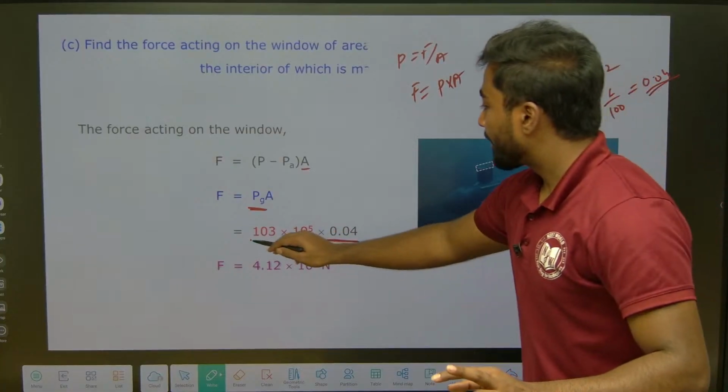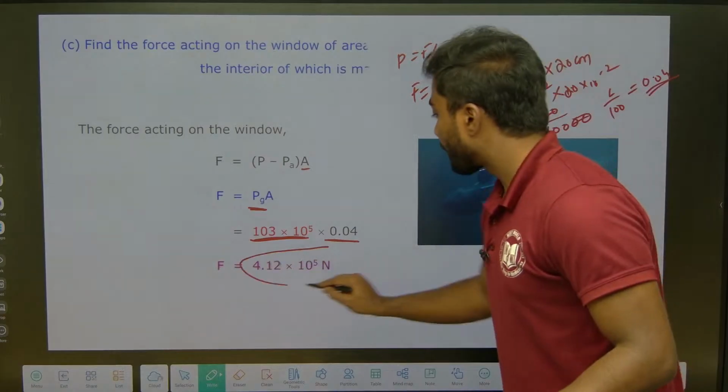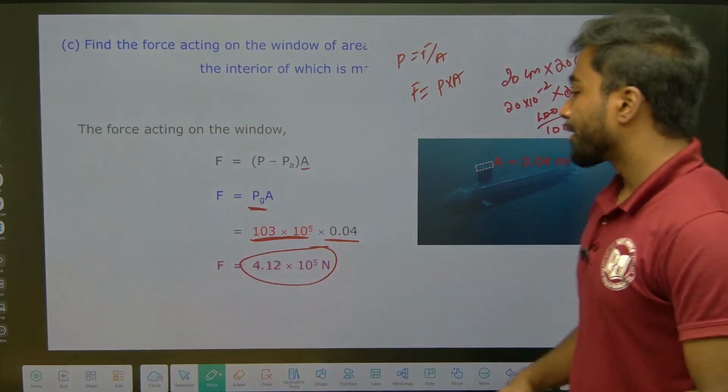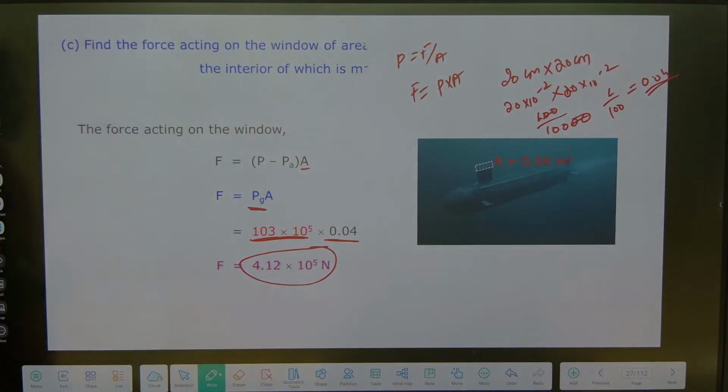And when I talk about the gauge pressure, 103 into 10 power 5. So approximately we will get 4 into 10 power 5 Newton. Got it? You can take a note of this and we can go for the next question. I mean next topic, okay.